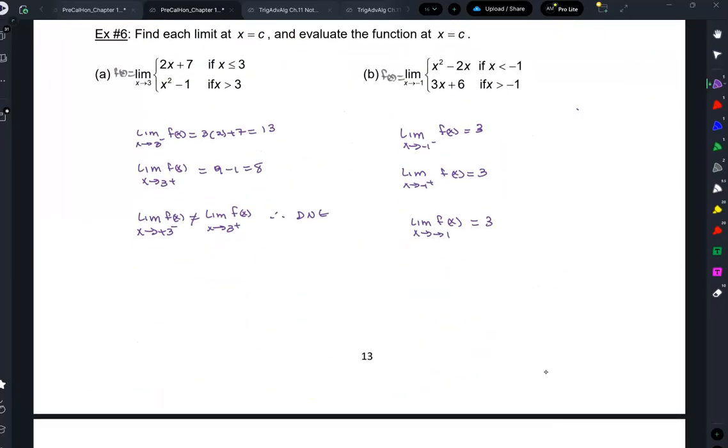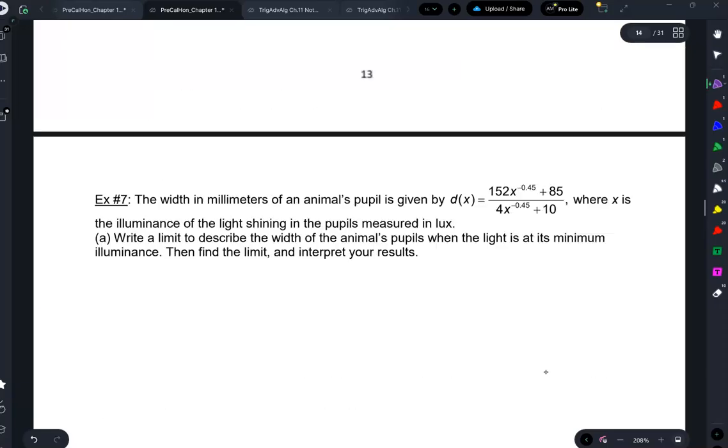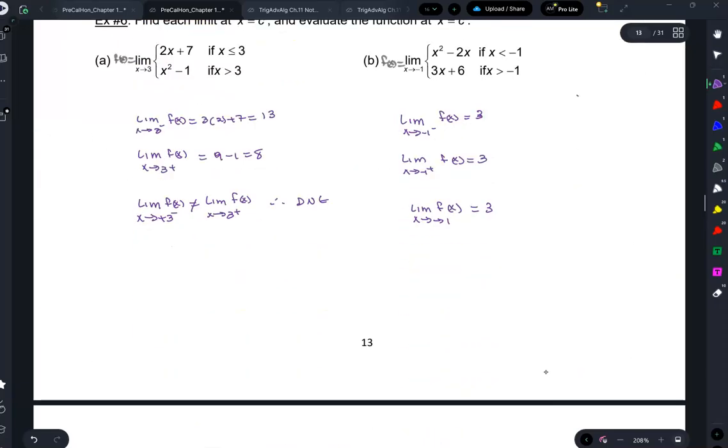Okay, and we are going to stop here for today and then do these word problems tomorrow.